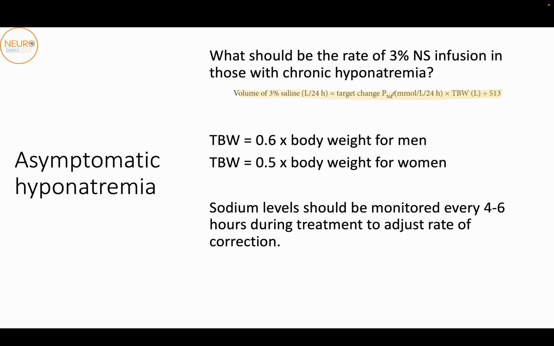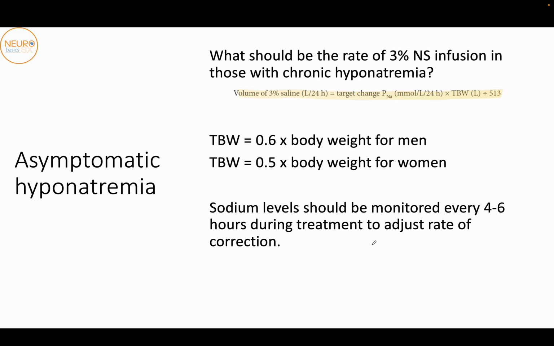So first, the formula is quite simple. It is the target change in sodium multiplied by the total body water, divided by the osmolarity of the fluid we're using. Since it is 3% saline, it's going to be divided by 513. Total body water can be measured as 0.6 times body weight for men and 0.5 times body weight for women. Once you get the total volume of 3% saline you have to use, you can divide it by 24 and get the hourly rate of 3% saline infusion.